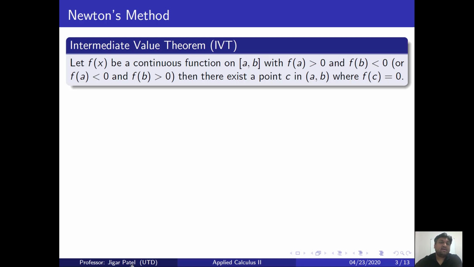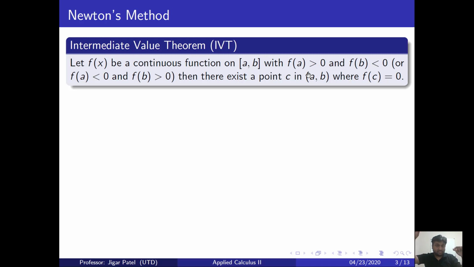Let f of x be a continuous function on the interval a to b, with f at the left endpoint giving you a positive entry and f evaluated at the right endpoint of the interval giving you a negative entry. Meaning that the function changes from negative to positive as you move from a to b, or the function changes from positive to negative as you move from a to b. So the sign of your function must change in the interval.